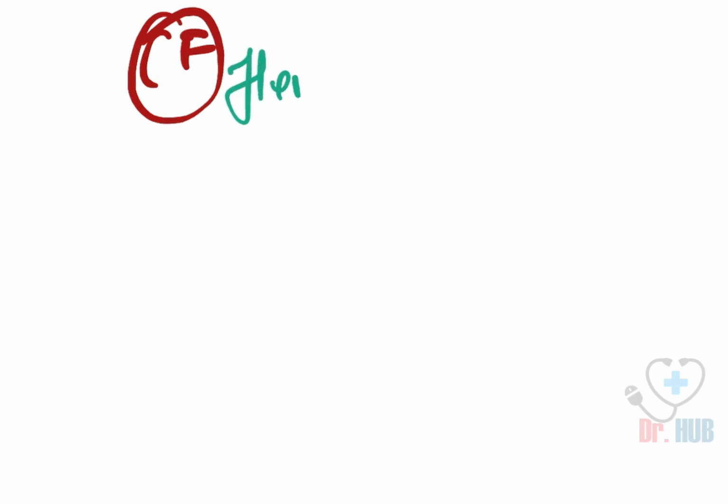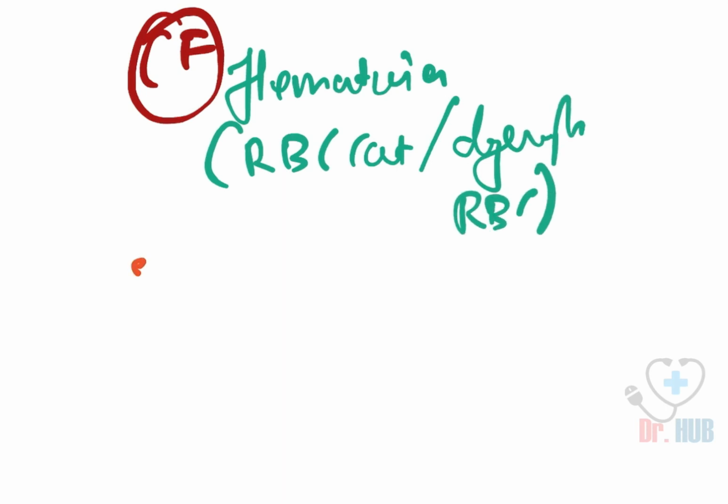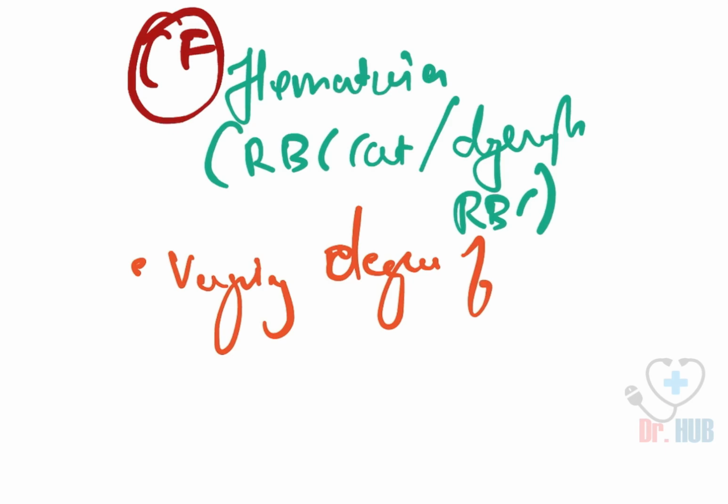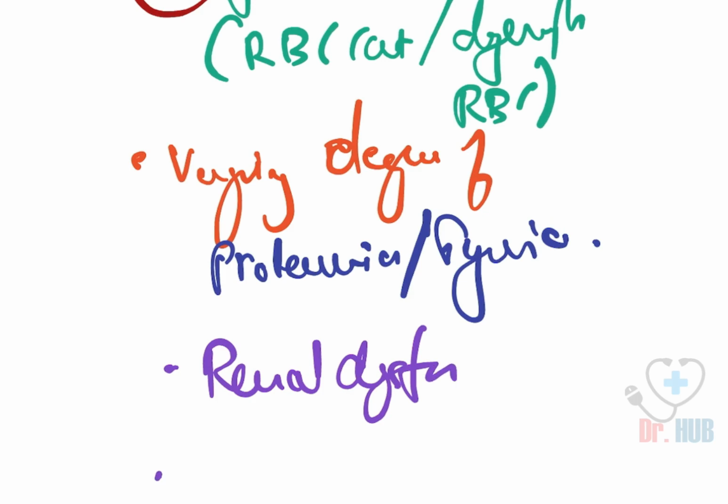Next, we move on to the clinical features, which was earlier asked. The clinical features include hematuria. Very, very important, hematuria: that is presence of RBC casts as well as dysmorphic RBCs. Next, there is also a varying degree of proteinuria and pyuria. Next, there is also renal dysfunction as well as hypertension.